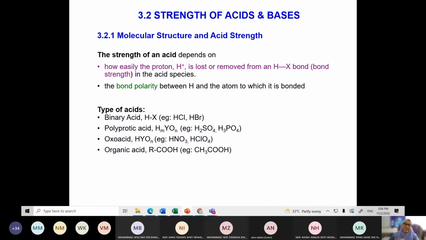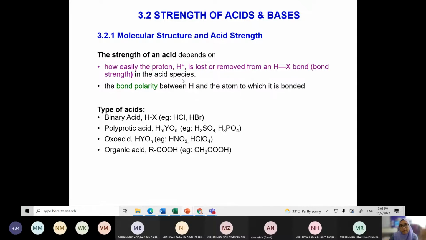Moving on, molecular structure and acid strength. We're going to start with acid. Normally, we start with acid first: the acid strength, and then the base strength. The strength of an acid depends on how easily the proton, or H plus, is lost or removed from an HX bond in the acid species.